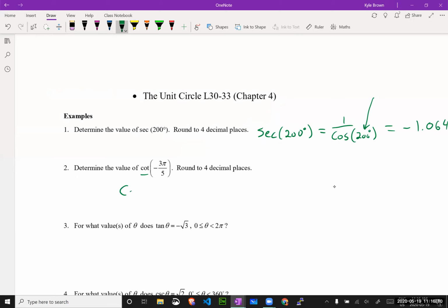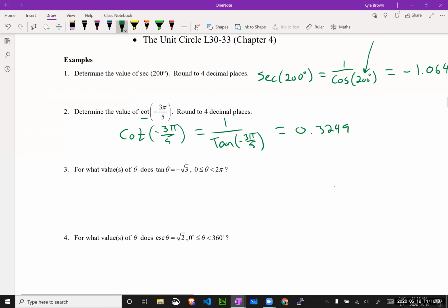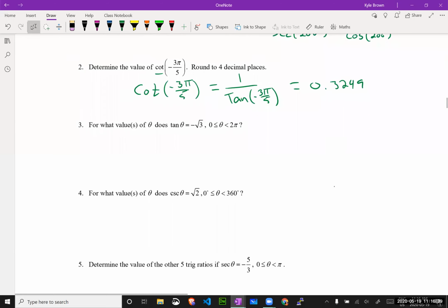So I can say cotangent of negative 3 pi over 5 is the same thing. That's equal to 1 over tangent, 1 over tangent of negative 3 pi over 5. Okay, if you put that in, you end up getting 0.3249.